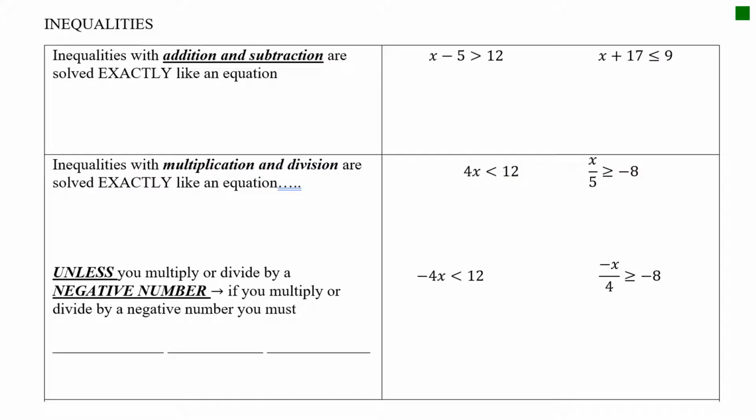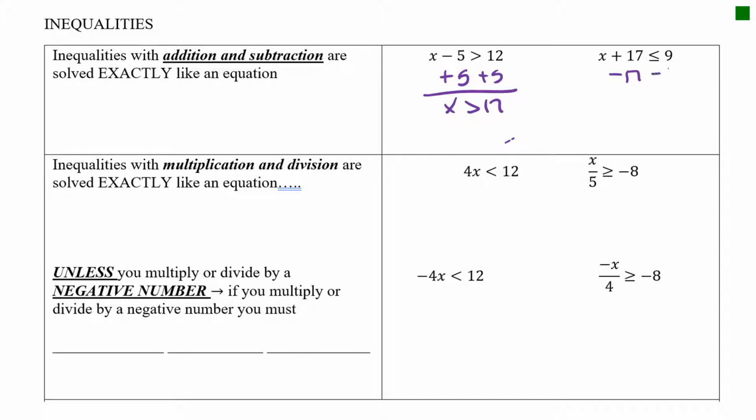Okay, this page is a lot of information, but inequalities are done the same way. You're going to do it exactly like an equation. So that means if there's addition, we're going to subtract. If there's subtraction, we're going to add. So this is subtraction. I'm going to add 5 to both sides. So I get x is greater than 17.